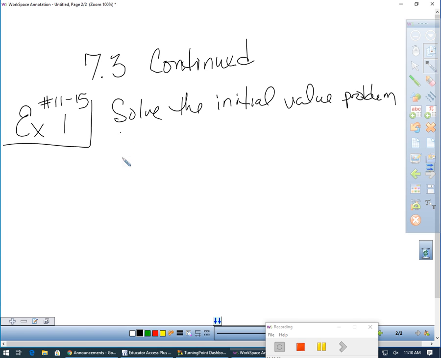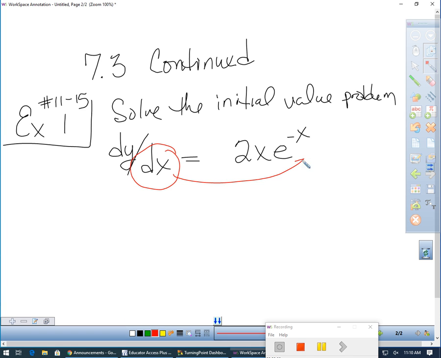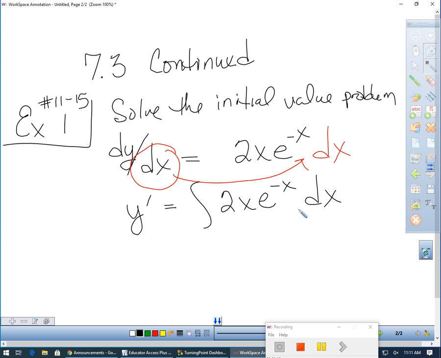Okay, so first of all, it says dy dx equals 2x e to the negative x. Now when it's written this way, it's really because this dx right here, I can multiply that over to this side, right? So then you can see we can integrate it. So I have technically dy or y prime equals the integral of 2x e to the negative x dx. So now, do we want to do it by parts or do you want to do it the tabular method?